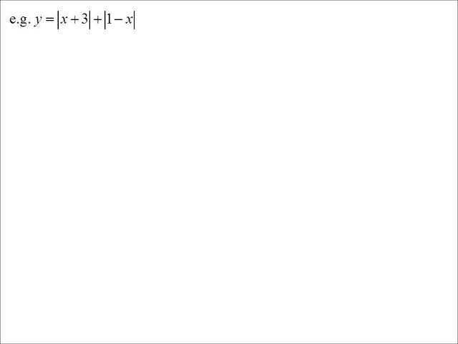So inside the absolute value sign I have x plus 3. Well, it's at negative 3 that it changes from positive to negative. In other words, what makes it equal to 0? 1 will become an important point as well.